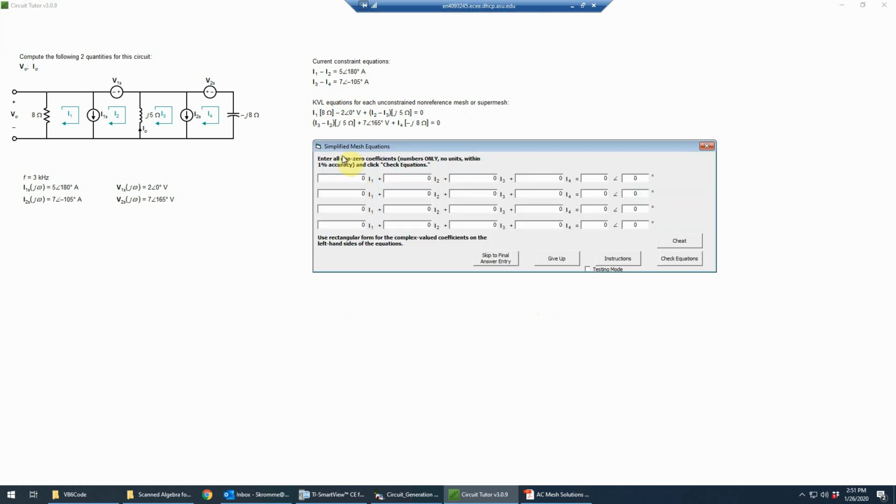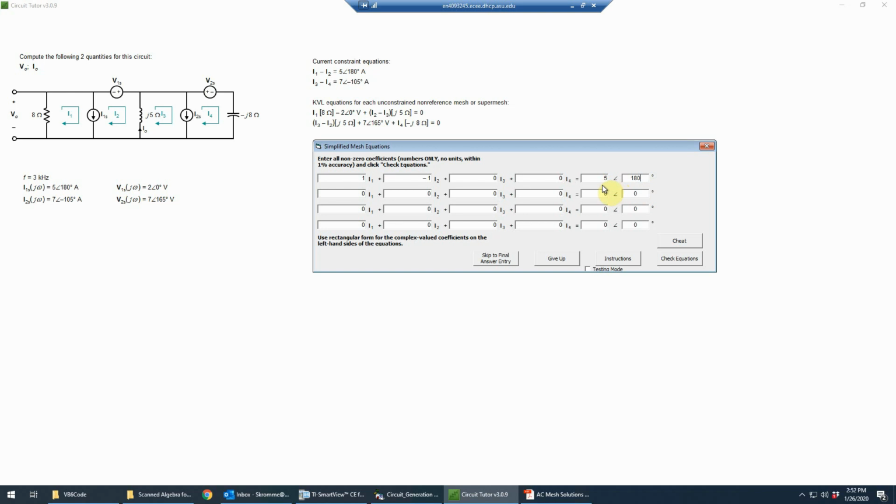Okay, so we're going to enter that here into this form. And again, we have 4 slots, 4 rows in the form for each of these 4 equations. So the first one, I'll just put these in order for simplicity. So we have I1 minus I2 is 5 angle 180 degrees. So I1 will have a coefficient of 1. And the I2 will have a coefficient, of course, of minus 1, because that's being subtracted. And then the 5 angle 180, we'll go over here and put that as 5 180. We could equivalently, I suppose, put negative 180, but since it's written that way, we'll put it this way.